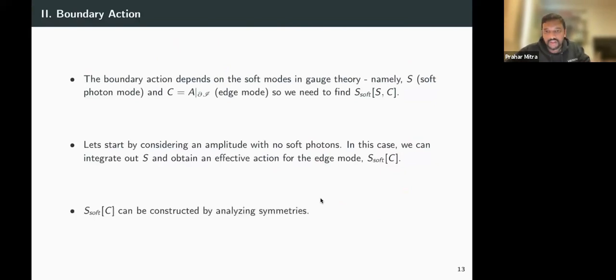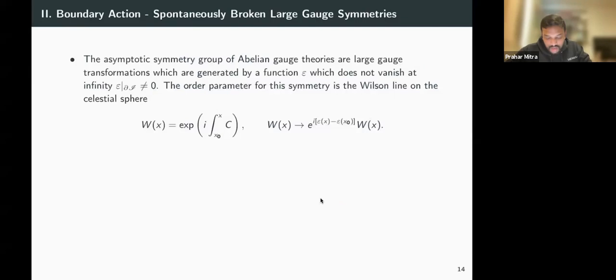So I'm going to construct S soft using symmetry. So how do we do this? The point to remember is that these theories have these large gauge symmetries. And what is a large gauge symmetry? It's just the standard gauge transformations that you're all familiar with, except that they do not vanish at infinity. This is crucial. So gauge symmetries that don't vanish at infinity are physical. They have physical consequences for the S matrix. And there's an order parameter for these symmetries.